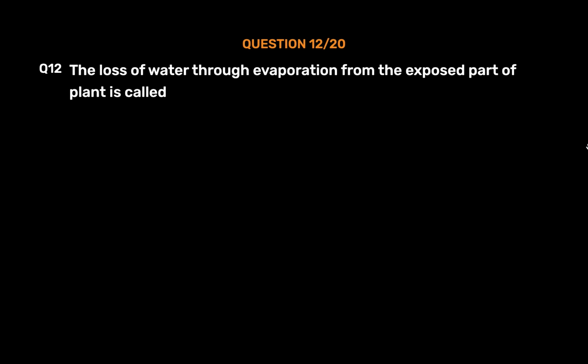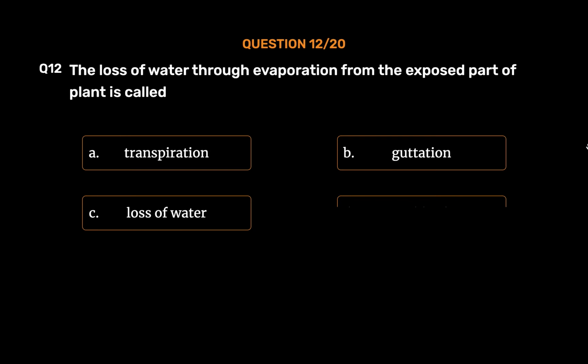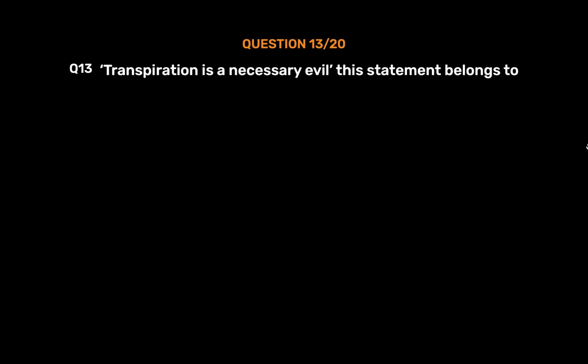Question number 12. The loss of water through evaporation from the exposed part of plant is called Option A. Transpiration. Option B. Guttation. Option C. Loss of water. Option D. Water bleeding. The correct answer is Option A. Transpiration.